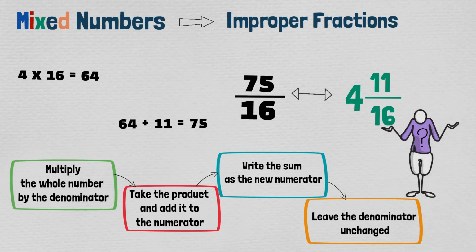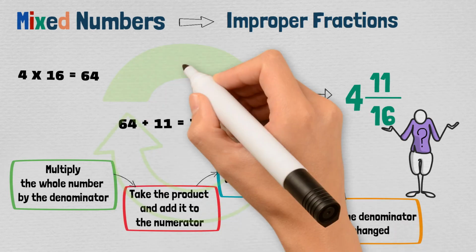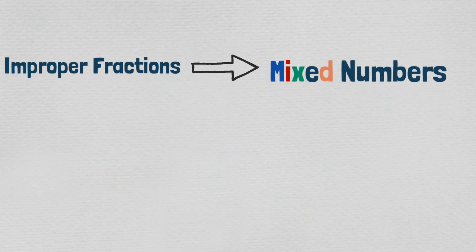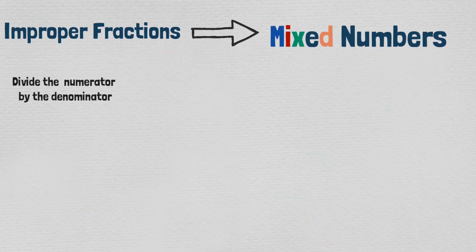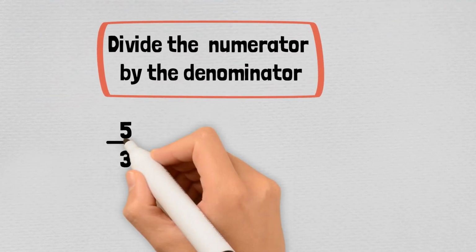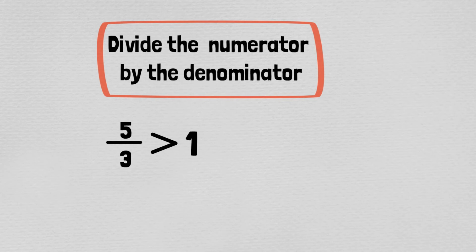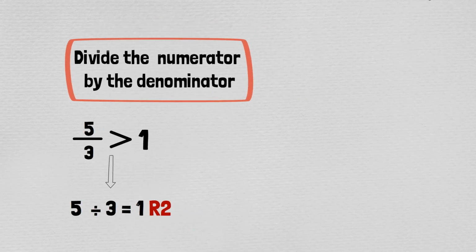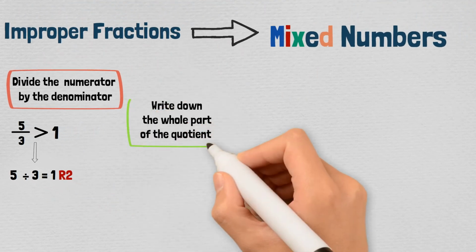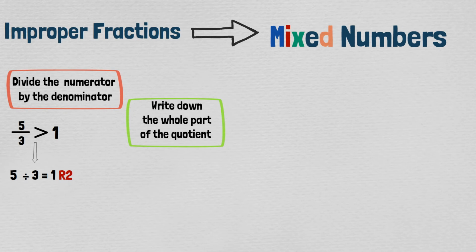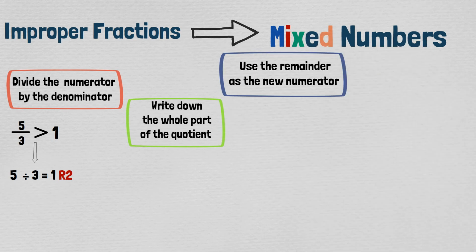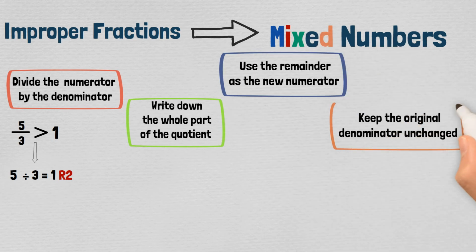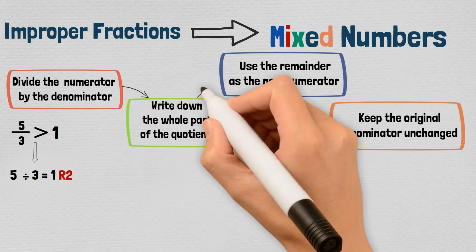But how about if we want to convert an improper fraction into a mixed number? Well, we need to simply reverse the process. First, we divide the fraction's numerator by its denominator. Since the numerator of any improper fraction is greater than its denominator, the quotient we get in division must be a number greater than 1 plus some remainder. Second, we write down only the whole part of the quotient. This will be our whole number part in the mixed number. Third, we use the remainder as the new numerator. Fourth, we keep the old denominator unchanged.